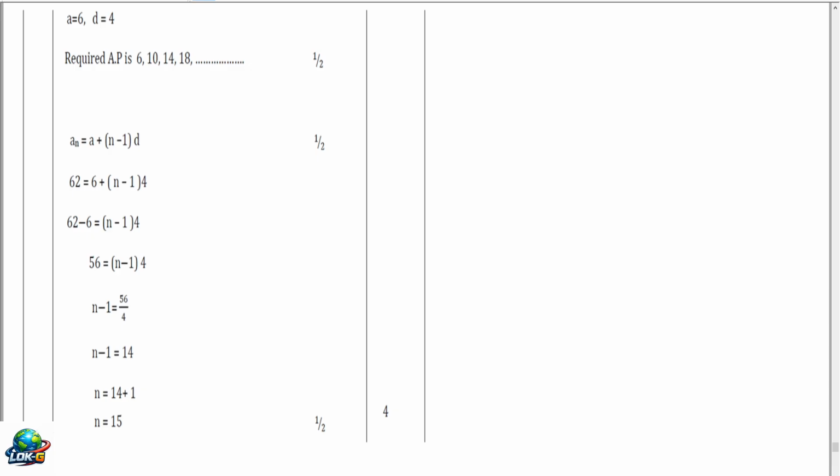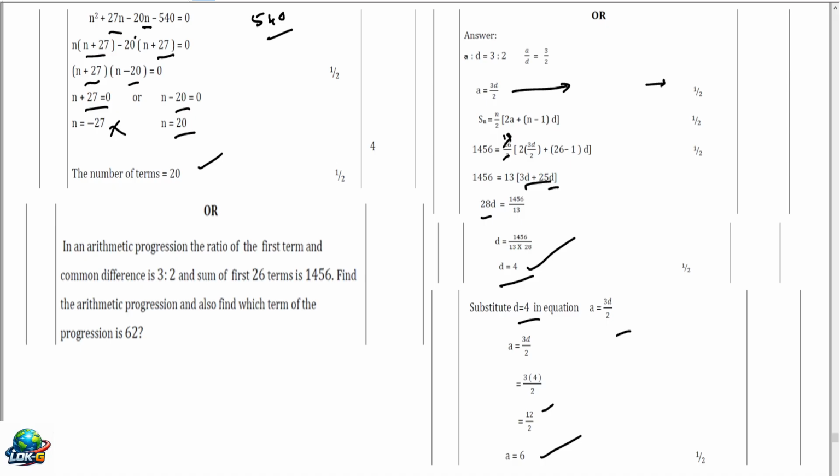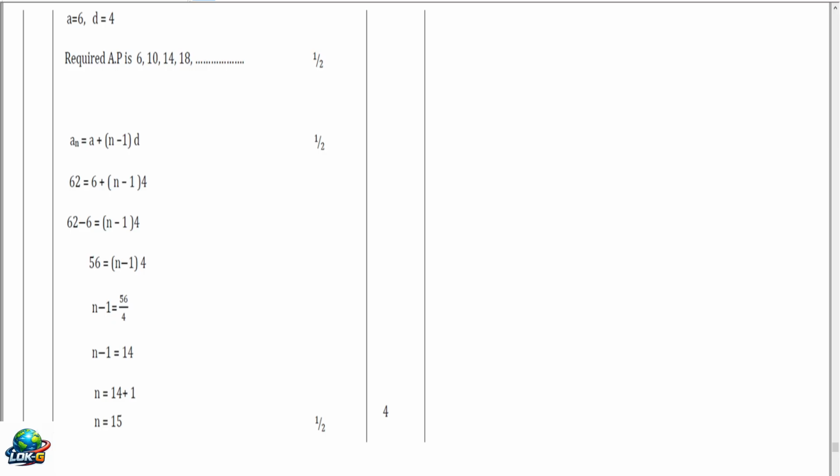And what else is asked? Find the arithmetic progression also. Find which term of the progression is 62. Next question is, which term of the progression is 62?